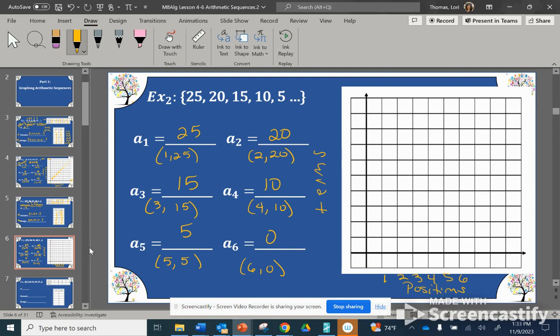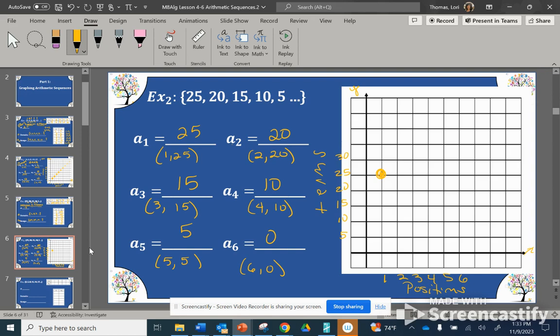And then let's count by fives. We can keep going. We'll stop there because we start with our first number is 25. Remember, we're not going to graph on the y-axis.